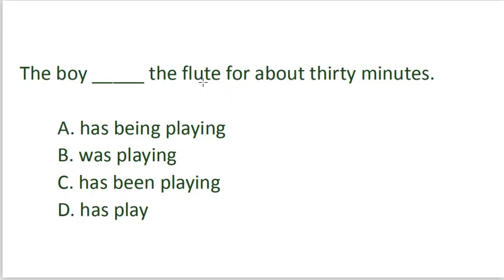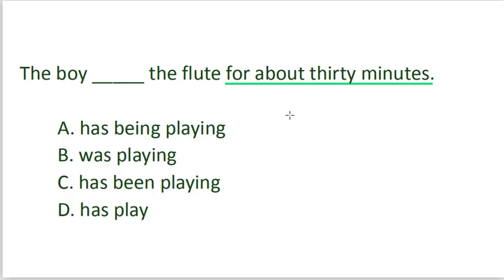The boy dashed the flute for about 30 minutes. A, has been playing. B, was playing. C, has been playing. D, has played. In a sentence like this, whereby a specific duration is mentioned, like in this, 30 minutes, sentences like this can only be expressed in simple past tense, or in the present perfect tense, or in the present perfect continuous tense. In all of our options, there is no simple past tense.